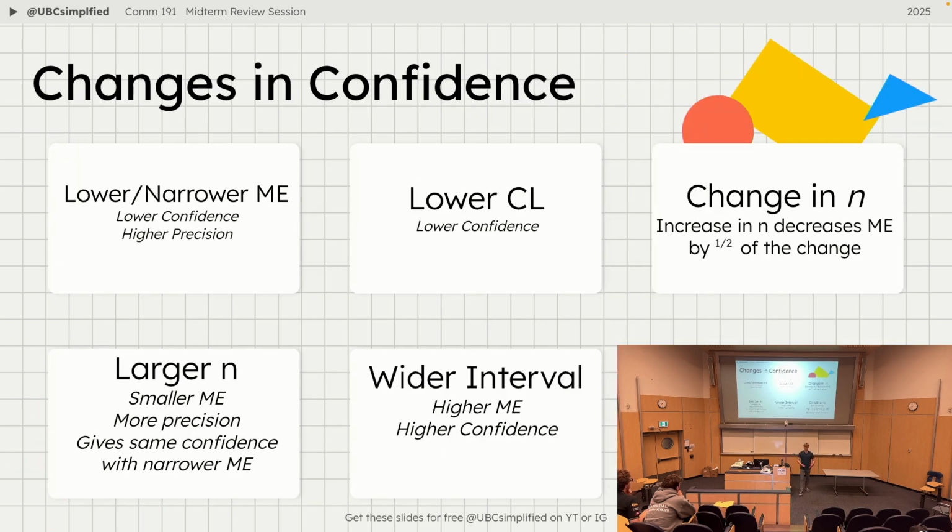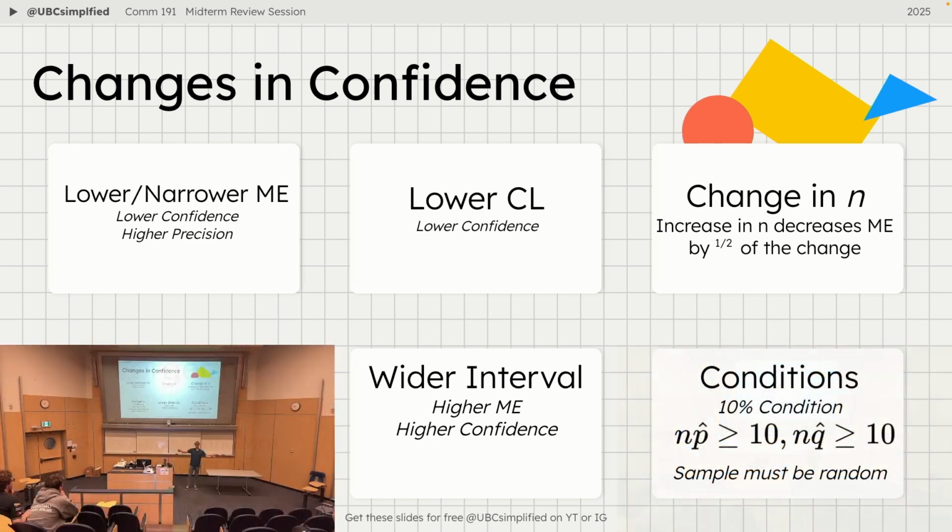And then if you have a larger n, you will have a smaller margin of error because it's divided by it. You'll have more precision, so you want a larger n to give you more precision, and it will basically give you the same level of confidence, but with a narrower margin of error. So you could get a 95% confidence level without having such a wide margin of error. It can be narrower. If you have a super wide interval, you'll have a higher margin of error, and you'll have higher confidence just because it's basically casting a big net, but it might not be super precise. And again, keep in mind the conditions for all this to be true from the central limit theorem.